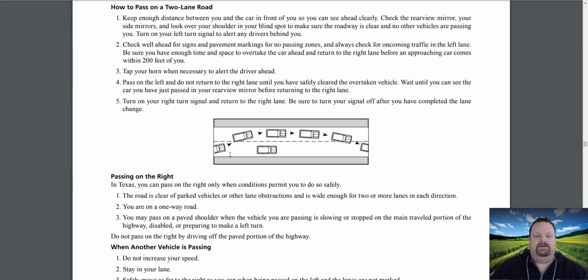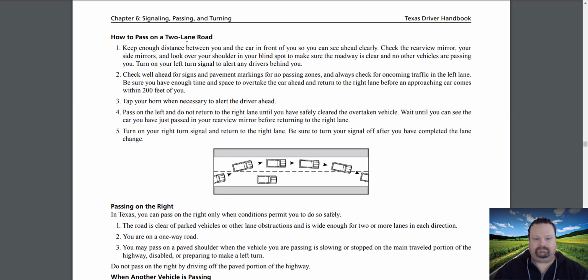Here it shows how to pass somebody on the left on a 2-lane road. Keep enough distance between you and the car in front of you so they can see ahead clearly. Check the rearview mirror and your side mirrors, and look over your shoulder at your blind spot to make sure the roadway is clear and no other vehicles are passing you. Turn on your left turn signal to alert any drivers behind you.